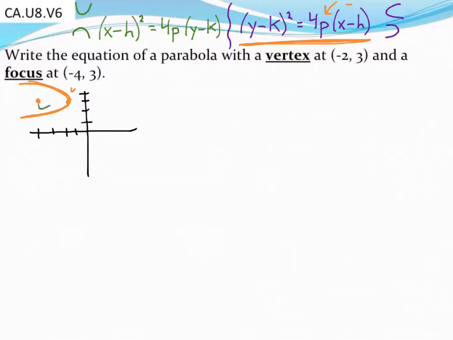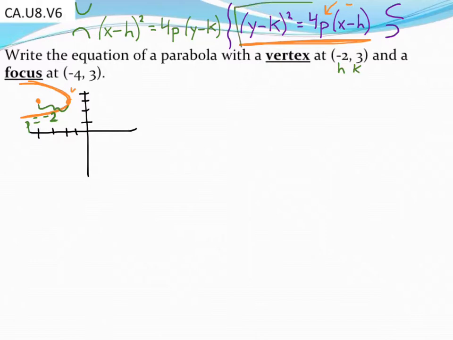The p-value is the distance between the focus and the vertex, and I can do that either by counting on the sketch I made or subtracting. I can see that's a distance of 2. And since we already said the p-value has to be negative since it's opening to the left, that p-value is actually going to be -2. So using that fact and the fact that I have the vertex, recall the vertex coordinates are the h and k part of the formulas, I think I actually have enough already to write this equation.